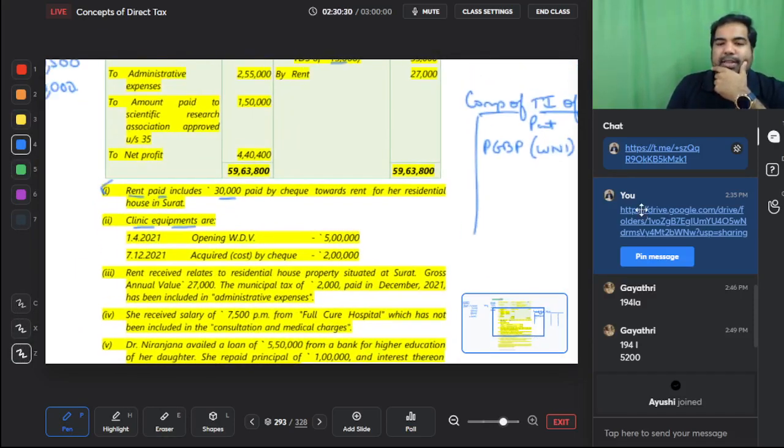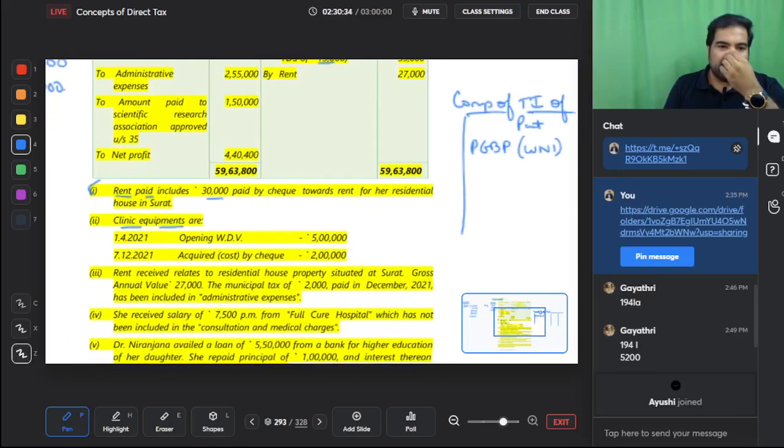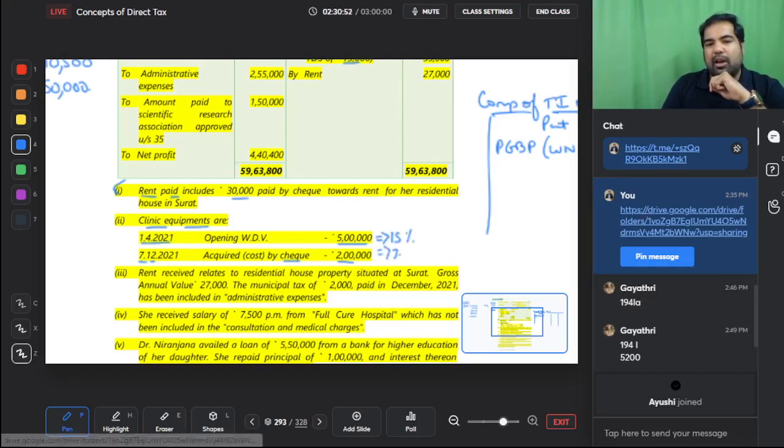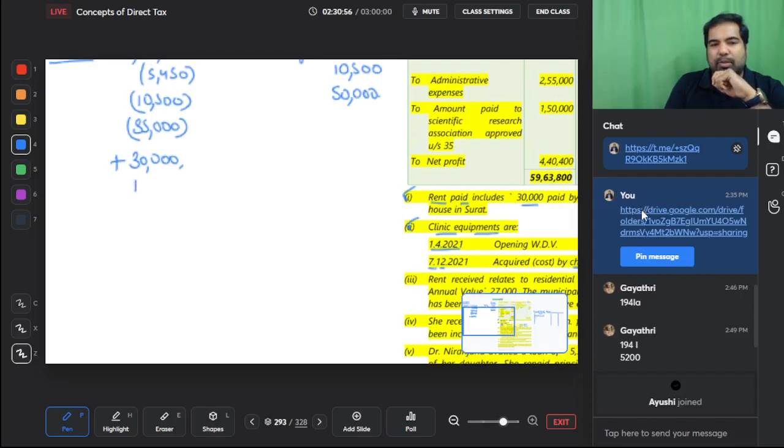Clinic equipment, guys, as you can see, there is no depreciation given anywhere, so you will have to calculate depreciation. The opening WDV of clinical equipments is 5 lakh. On 7th of December, that is less than 180 days, you acquired by check 2 lakh. So on this you will take entirely 15%, and on this you will take 7.5%, and you will minus these two from depreciation. So I'm not calculating it, I'm just minusing depreciation.